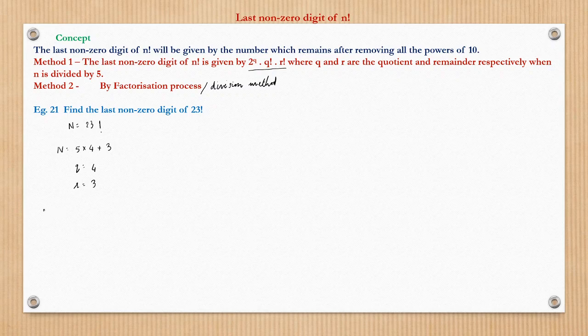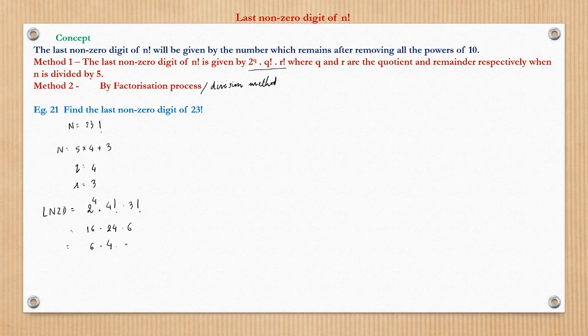So what is the last non-zero digit? The last non-zero digit is given by 2 raised to power q, that is 4, into 4 factorial into 3 factorial. So 2 raised to power 4 is 16, into 4 factorial, which is 24, into 3 factorial, which is 6. Now I have to find the last non-zero digit. That would be a single digit. So how do we find the unit digit, or single digit, of this? We just take the unit place digit.